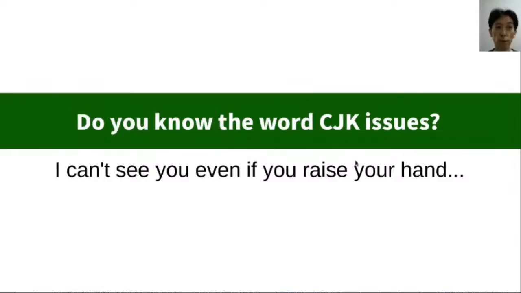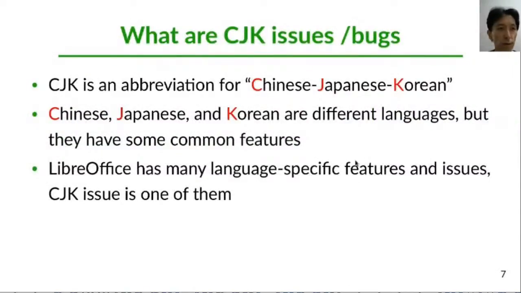So, do you know the word CJK issues? Sorry, I can't see you even if you raise a hand. Okay. So, CJK is an abbreviation for Chinese, Japanese, Korean. Chinese, Japanese, and Korean are different languages, but they have some common features. LibreOffice has many language specifics and many features and issues. CJK issue is one of them.